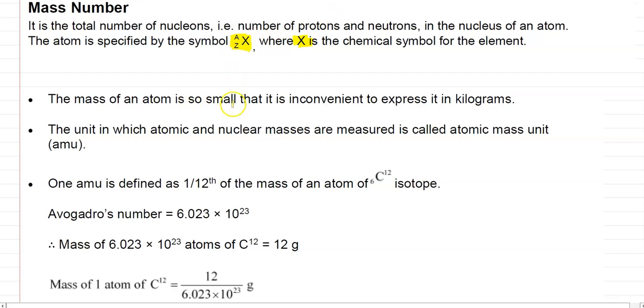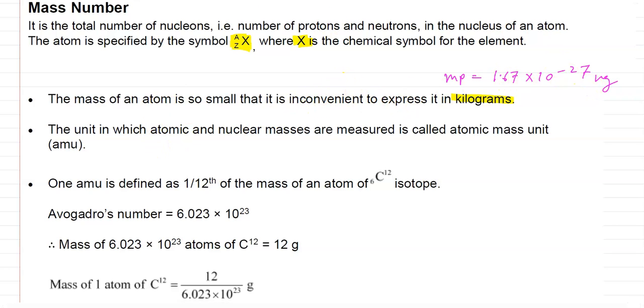The mass of an atom is so small that it is inconvenient to express in kilograms. Because the mass of a proton in kilograms is about 1.67 into 10 to the minus 27 kg. So it is inconvenient, and we use a different unit of mass. This is called the atomic mass unit, or AMU.